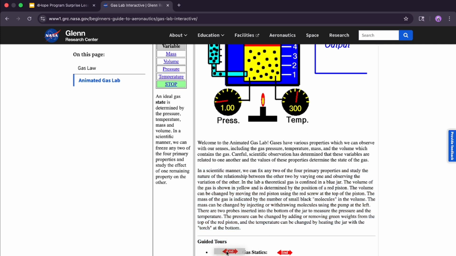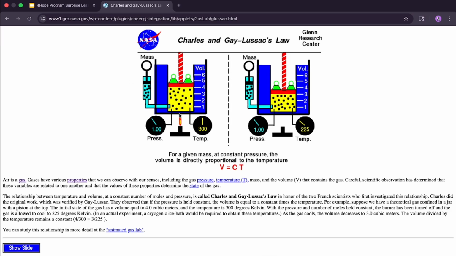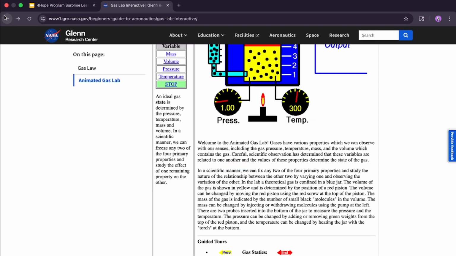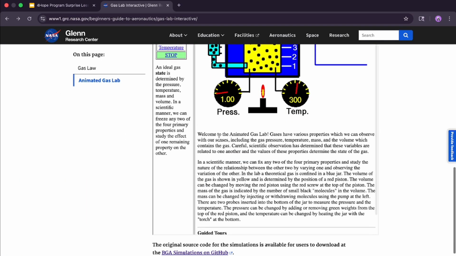This is the end button, and this is the previous button. And you can see here, this is Charles's and Gay-Lussac's law. We have over here how this is going to be tested. We can see that the volume is directly proportional to temperature, so V equals C times T. I believe C represents some kind of a constant, if I'm not mistaken. So, without further ado, let's begin.